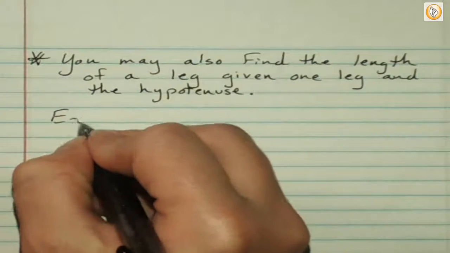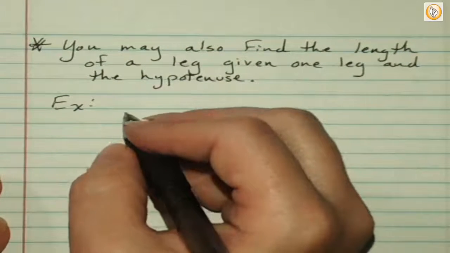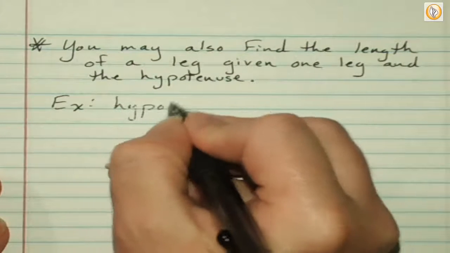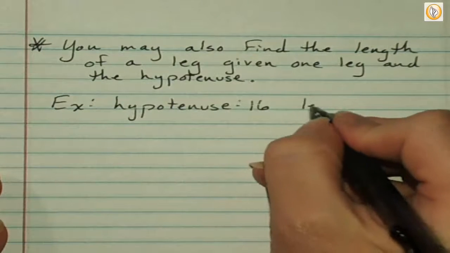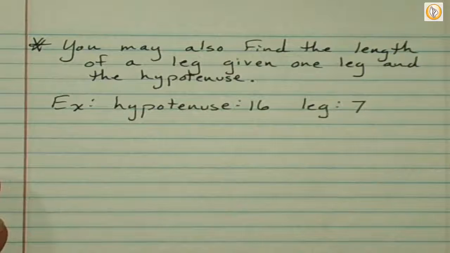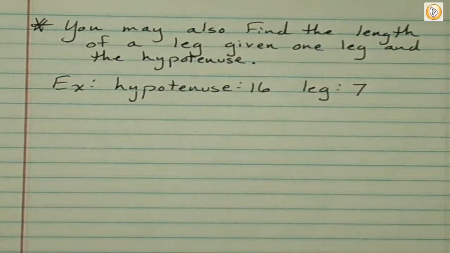For example, let's say they told you the hypotenuse is 16, and they didn't tell you which leg, but the leg is 7. But they didn't tell you which leg, so you don't know. But in this case, it doesn't matter, because the hypotenuse is the only side of a right triangle that you can't get wrong. The hypotenuse is a hypotenuse every time. Legs A and B, you can interchange, and it won't make a difference.